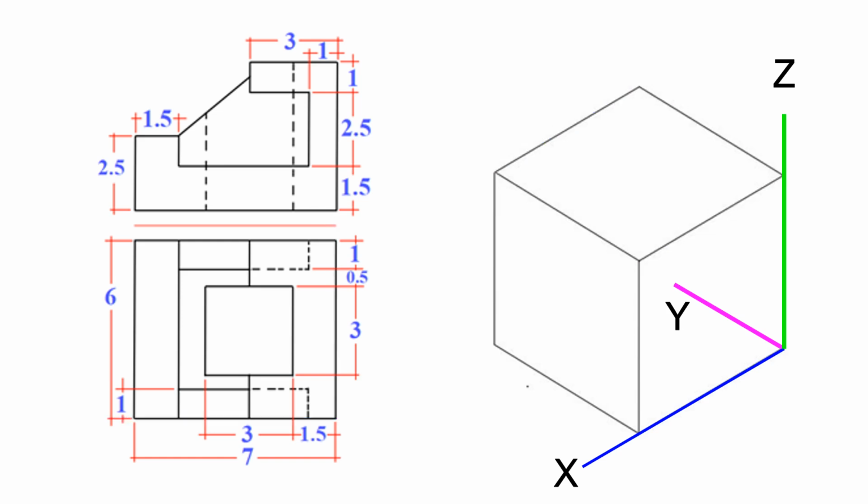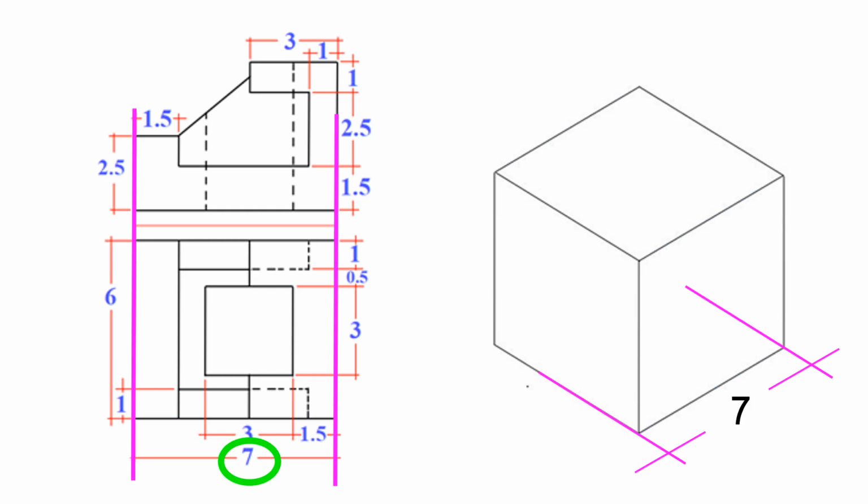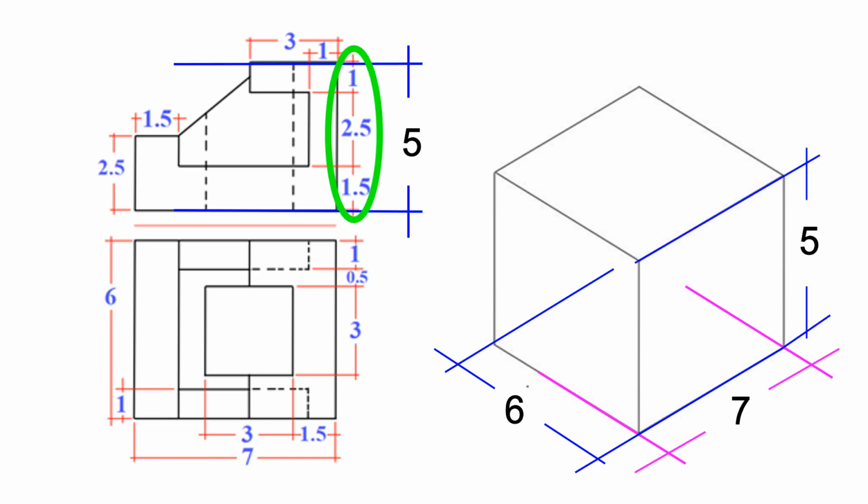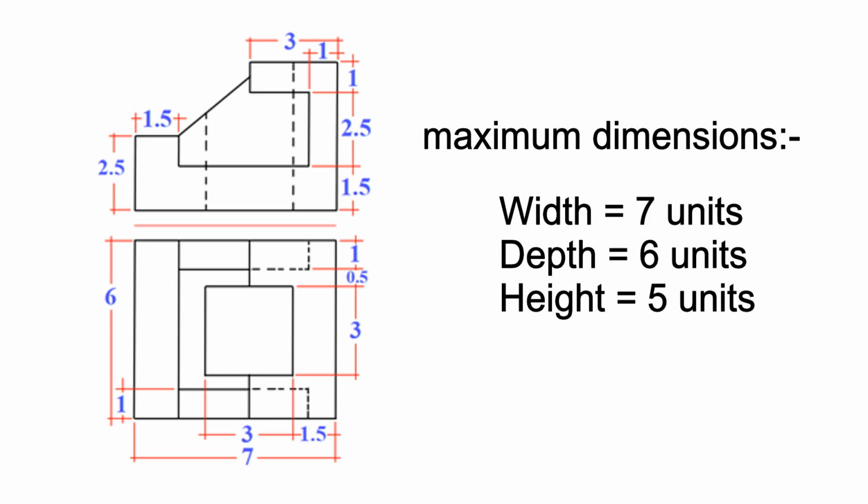From these, we can extract the maximum dimensions of our object. Width equals 7 units from top or front view. Depth equals 6 units from top view. Height equals 5 units from front view. So the first thing we do, like always, is draw the maximum isometric box that will contain our object.